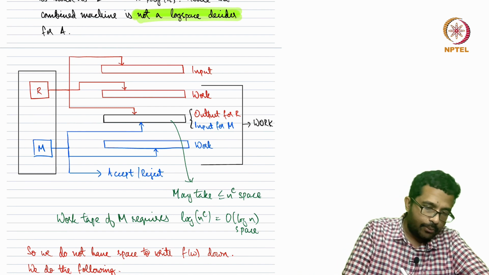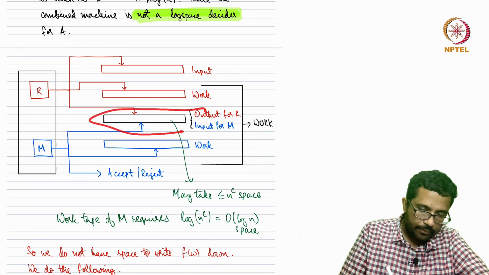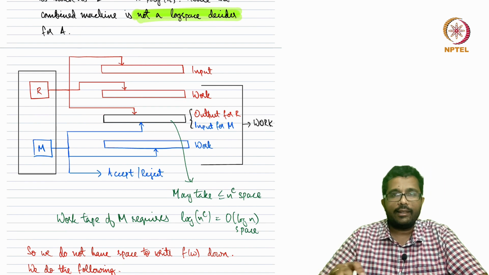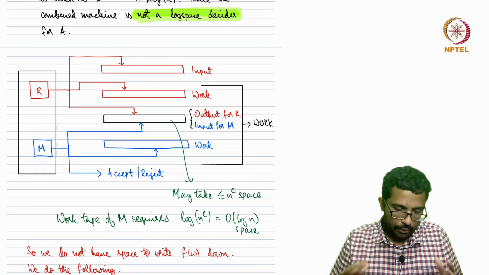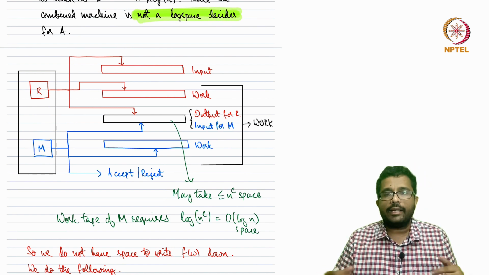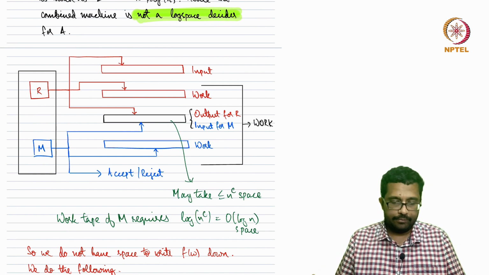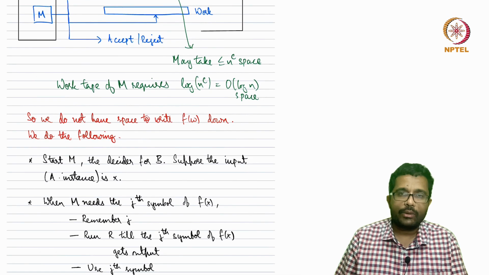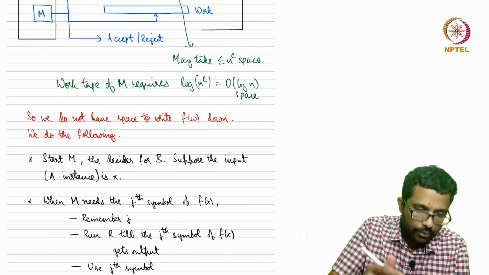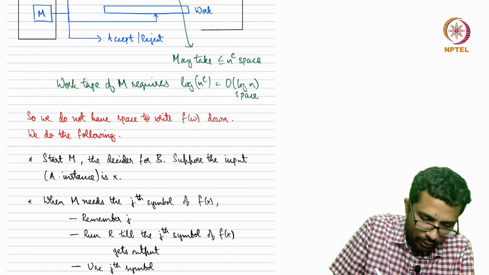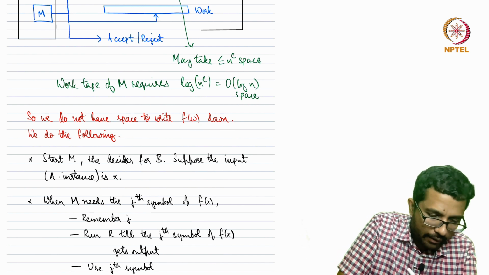The problem is only with the input output tape, the output of R and the input of M. So how can we proceed with the reduction without writing down f of w in full? That is the question. We don't want to write down f of w. How can we do this in another way?